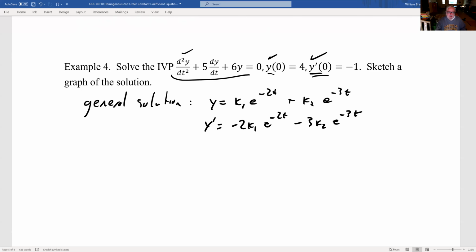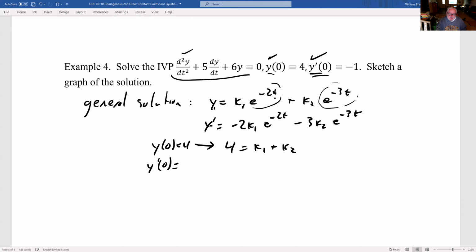So there's the derivative of that. One initial condition is y of 0 equals 4. We plug that in for y. If we plug in 0 for t, this becomes 1, and when we plug 0 in for t there, that also becomes 1. So k1 plus k2. Y prime of 0 equals minus 1. So replace this with a minus 1. Put t equals 0 in here. That'll give me a minus 2k1 and a minus 3k2 because the exponential terms become 0.